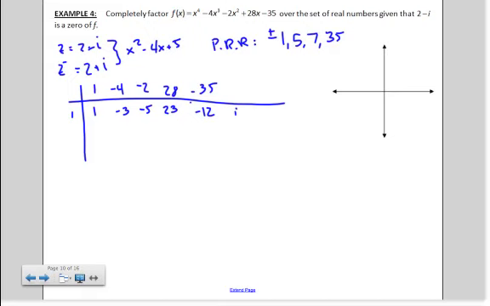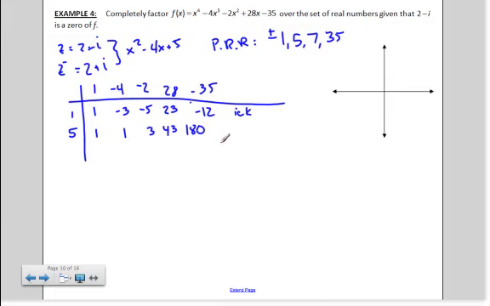Let's try 5. Again, we like to start with positive small numbers. So let's try 5. And we're going to save the work of telling you how to do it and just write out the row that we get. We get 1, 1, 3, 43, 180. We're good. Hey, wait, what do we notice here?